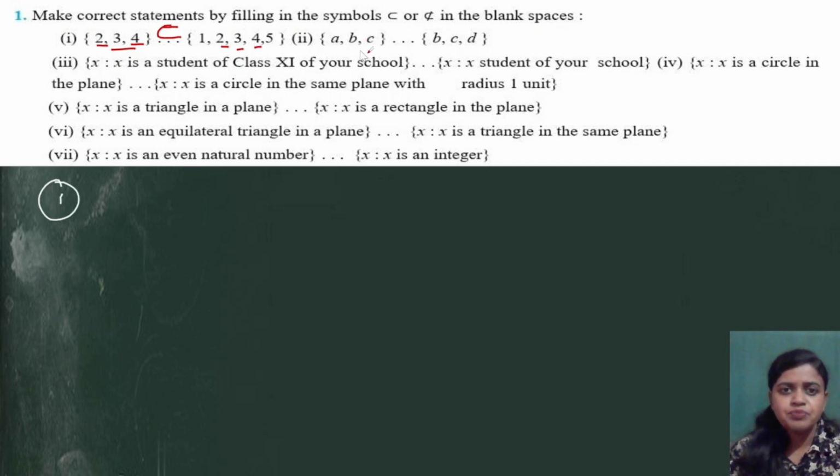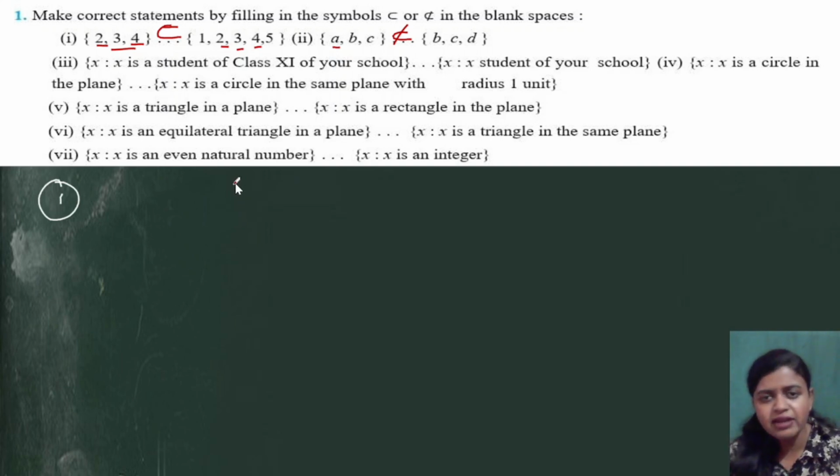Now {a, b, c}: a is present in this case, but b is not present. So simply we will say this is not a subset. Next, X such that X is a student of class 11 of your school, and X such that X is a student of your school. In a school there will be different classes: 1, 2, 3, 10, 11, 12. So class 11 is one of the classes. This is the superset and this is the subset, so we can say this is a subset obviously.